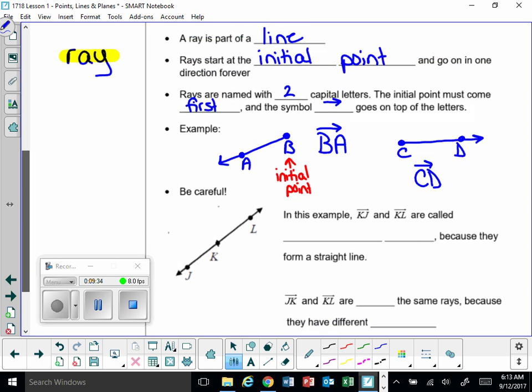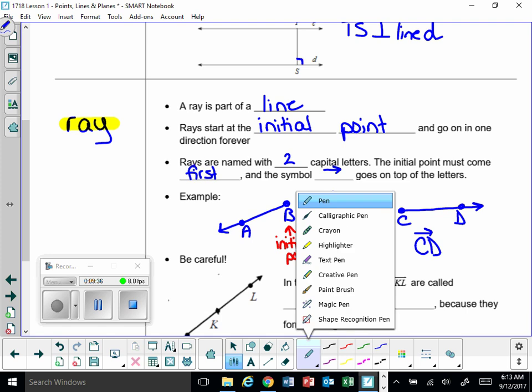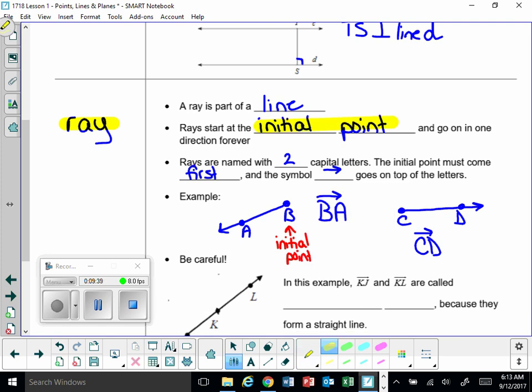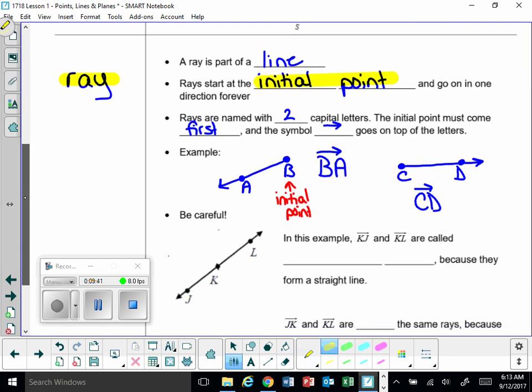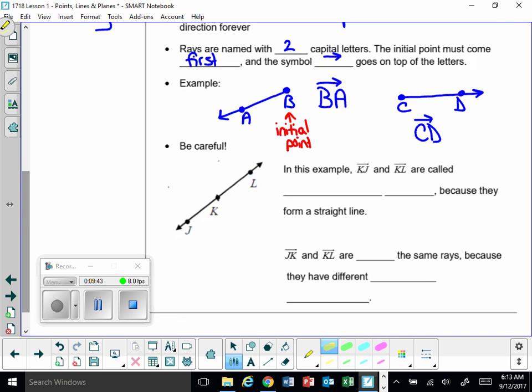Oh, I forgot to highlight the word initial point. I know you guys don't want to skip an important vocabulary word. All right, so be careful.